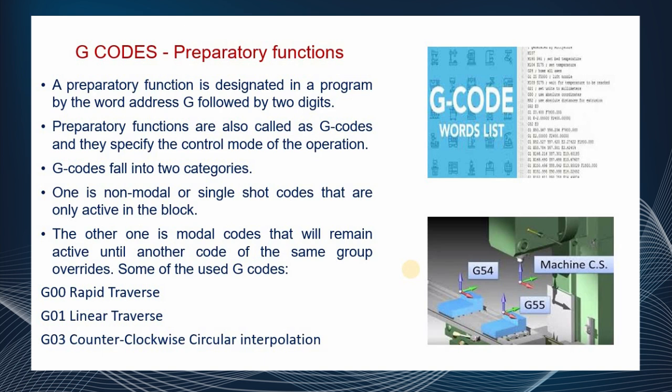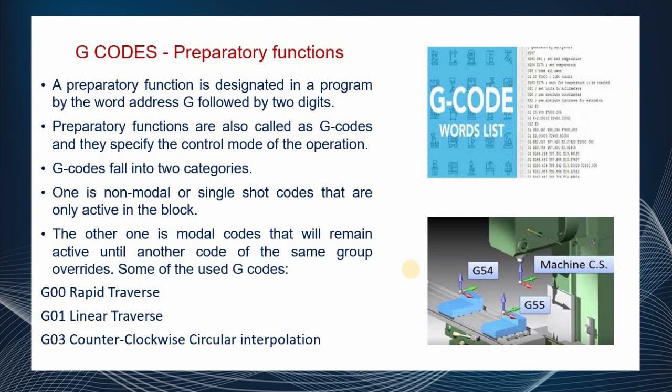G codes fall into two categories. One is non-modal or single shot codes, which are only active in the block in which they appear. The other is modal codes, which remain active until another code of the same group overrides them.